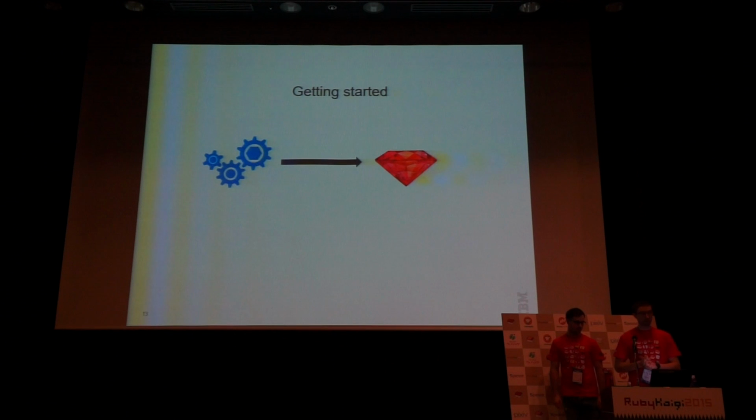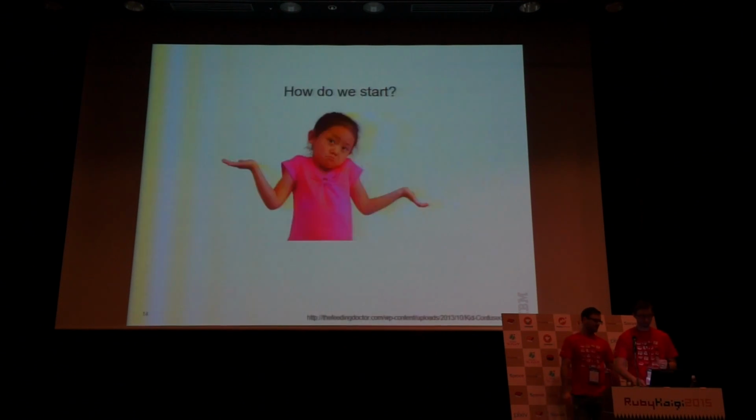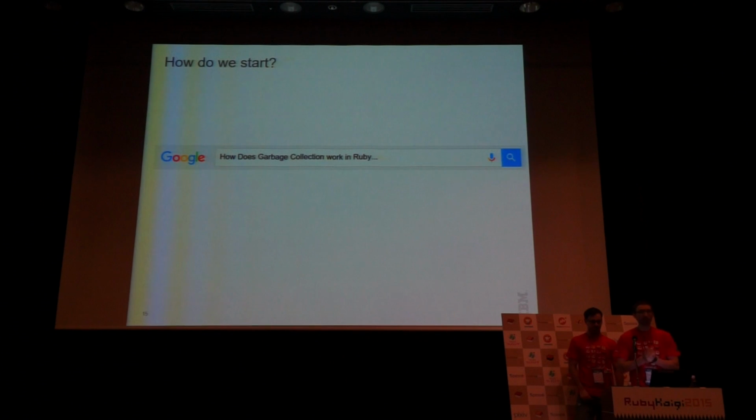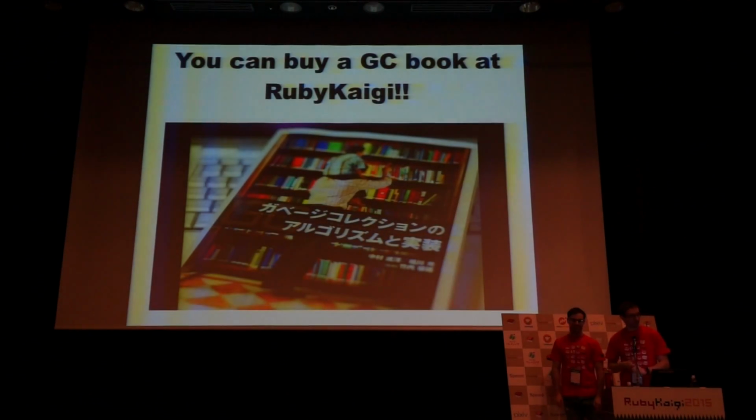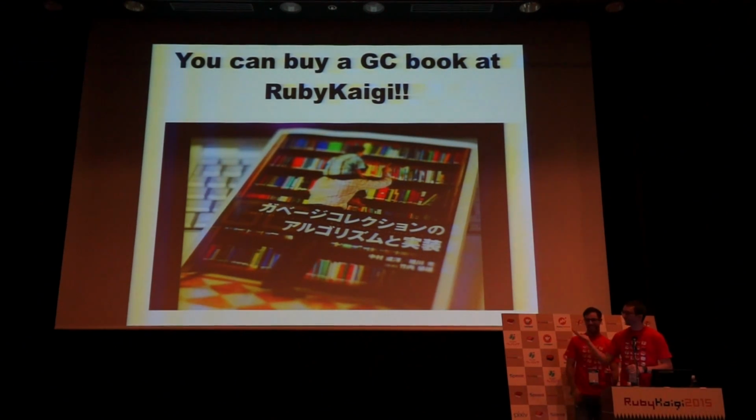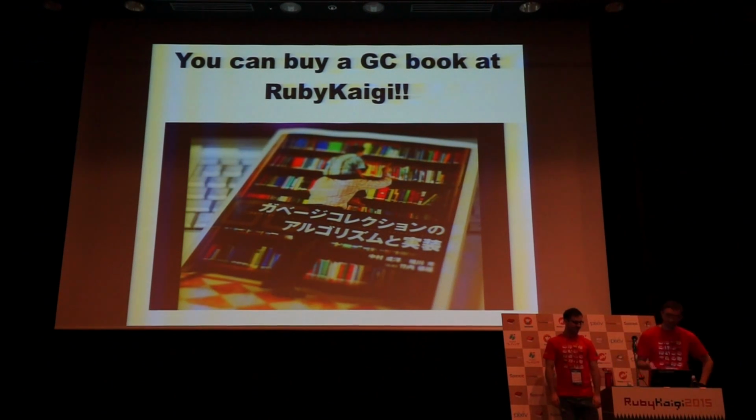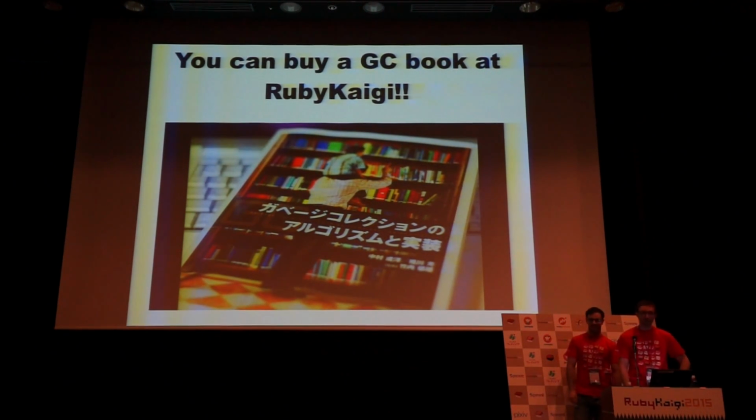So, all right, step one. How do we put the OMR GC into Ruby? Well, in order to do this, we needed to know what was going on under the hood of the VM. Unfortunately, we didn't know anything when we started. So we did what anyone would do in this situation. We turned to our savior, Google, and we searched for answers. How does garbage collection work in Ruby? Through this, we actually found in 2013, you could buy a GC book. Unfortunately, we don't speak Japanese yet, so we were left with reading the source code.